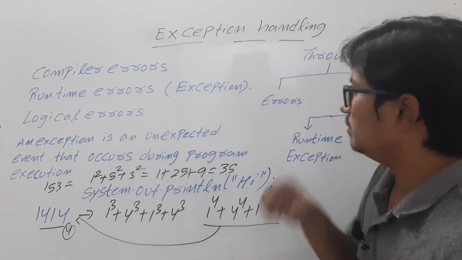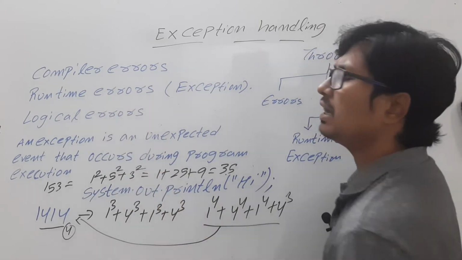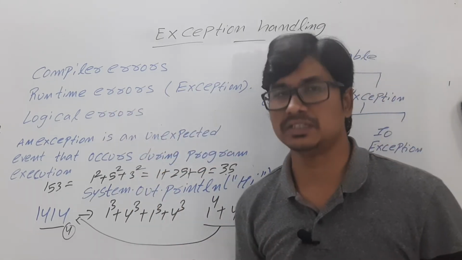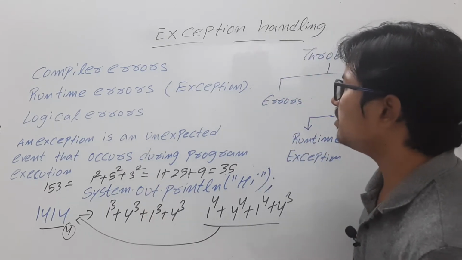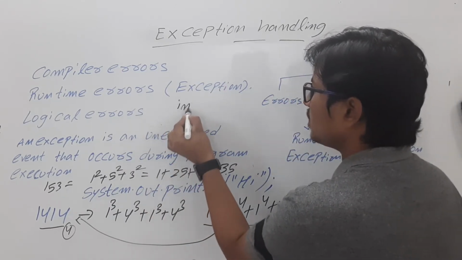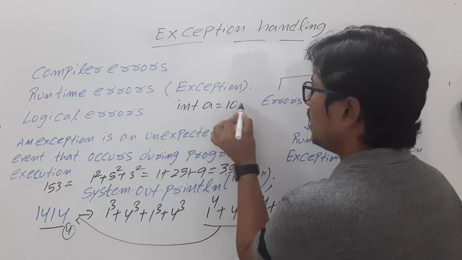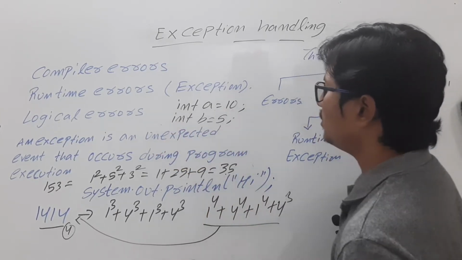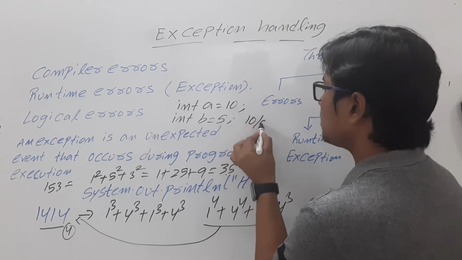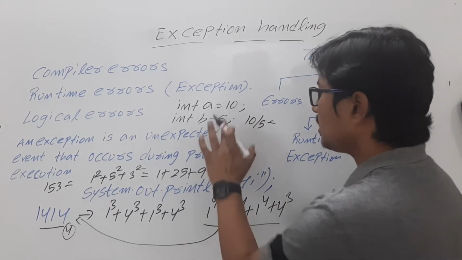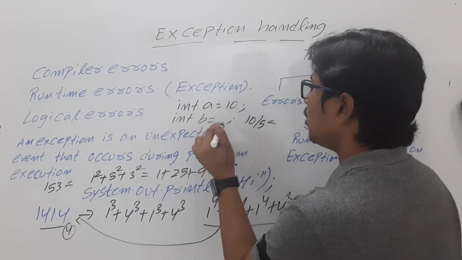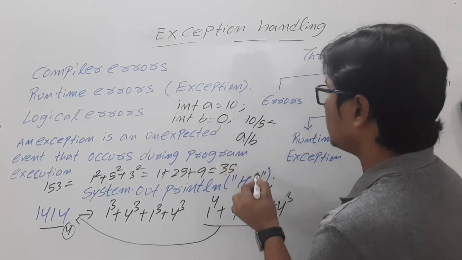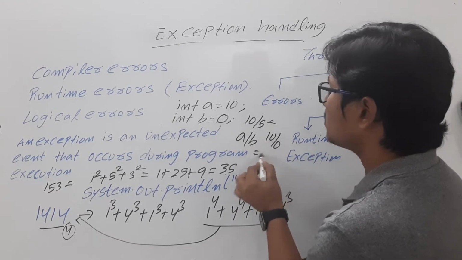Now let me discuss the runtime errors. These runtime errors we also call an exception. Suppose somewhere you have taken the a value as 10 and the b value as 5, and you have written 10 by 5. This is absolutely fine. But later you have modified the b value to 0. Then if you write a by b, which is 10 by 0, which is what?